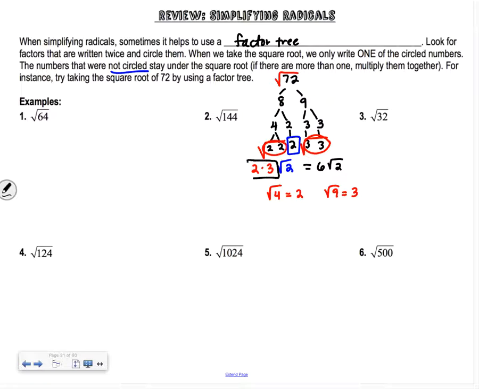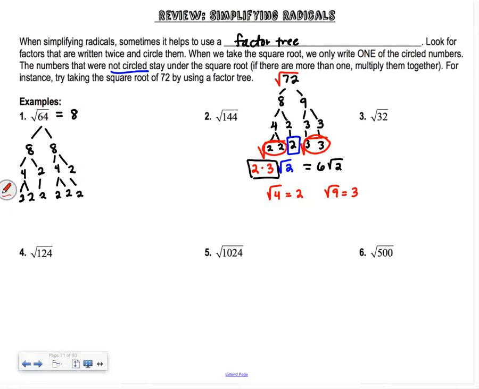So we take these two numbers and we multiply them together to give that 6. Okay, so that's how we would do the square root of 72. So on the next one, square root of 64, I think we all know that that's going to be 8. But we can look at the process and say, okay, 8 and 8, 4 and 2, 4 and 2. So it breaks down to three 2's there, another three 2's here.